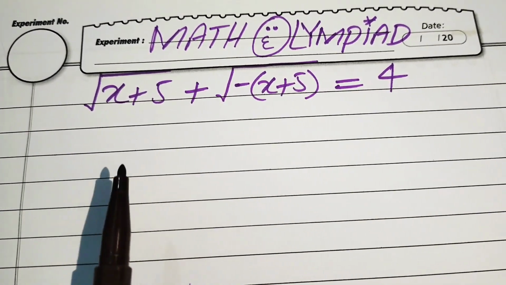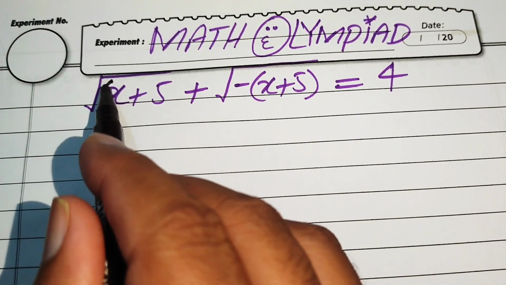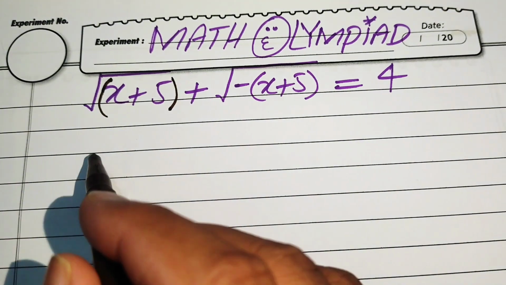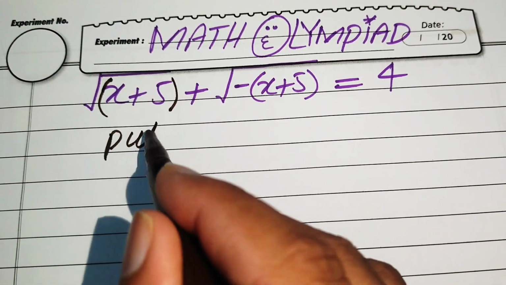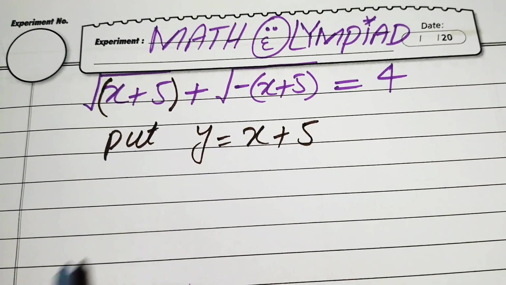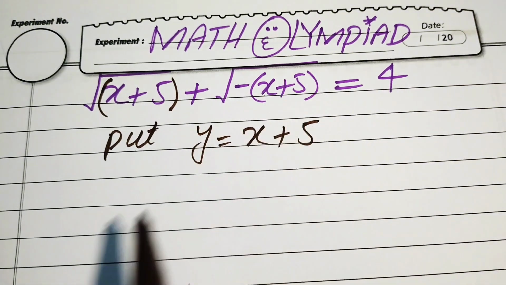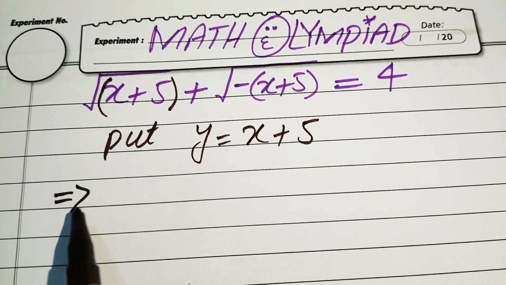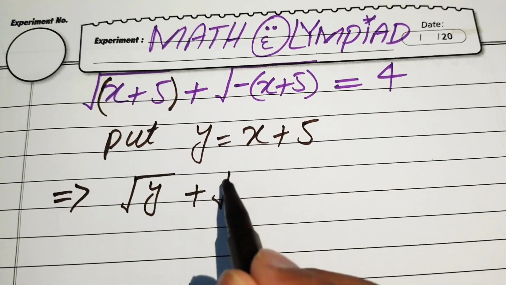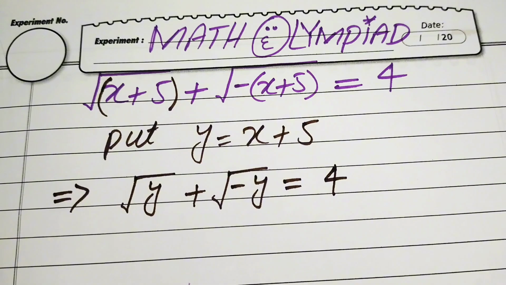x. So the very first step we are going to do: first you see inside the square root it is x plus 5, and here again we have x plus 5, so we just substitute y equals x plus 5. So when you substitute y equals x plus 5, this equation is written as square root of y plus square root of minus y equals 4.